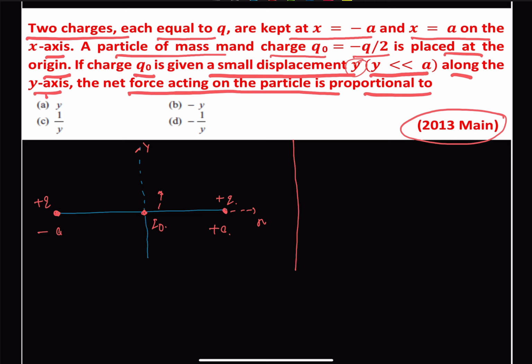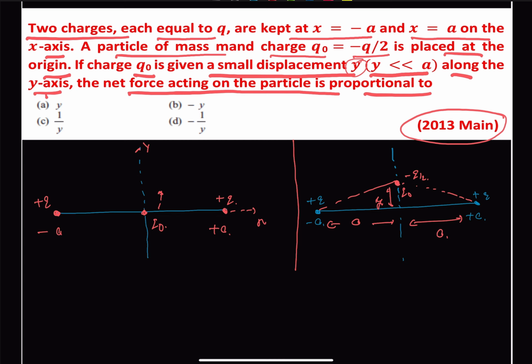Therefore we can just redraw the same. So this is our plus q at the position of minus a, this is also plus q at a distance of plus a, and now our charge q naught, let us suppose, is somewhere here, and this distance is our y. So we can just join them, and we have to remember this is our minus of q by 2, negative charge. Okay, and this distance will be our a, and here this distance will be also our a.